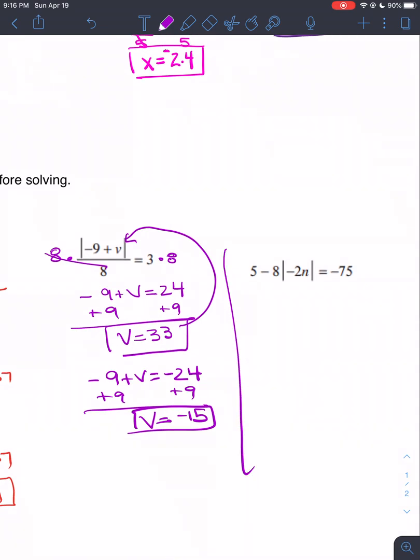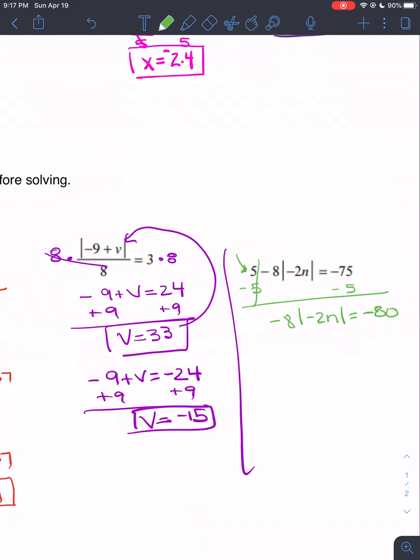Last one. So we have to get rid of that 5. Remember, always look in front. It's a positive 5. So to get rid of it, we subtract it. Don't look behind it. That goes with the 8. So the 5 is positive. So we're going to subtract 5 from each side. Don't forget to bring down that negative with the 8. Absolute value of negative 2n equals negative 80.